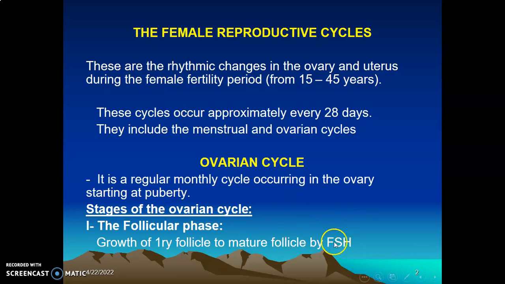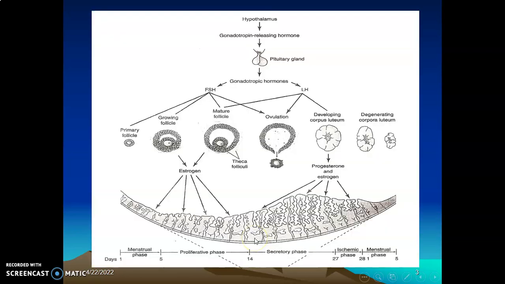This is a phase that is controlled by follicle stimulating hormone produced by the anterior pituitary, and this FSH causes the growth of the primary follicle to a mature follicle. So this is what happens in the ovarian cycle; you look at only whatever is happening to the ovary. FSH will be produced by the anterior pituitary.